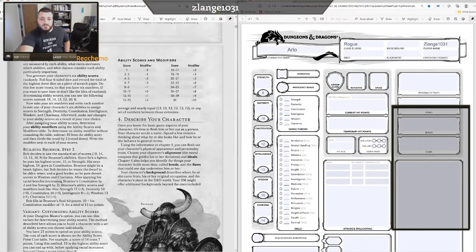So, as you can see on the table, a score of 8 to 9 is a -1. So we'll put a -1 for our strength. Dexterity is a 15, which is a +2. So we can just put a 2 there. Constitution is a 12, which gives us a modifier of 1. Intelligence of a 13 also gives us a modifier of 1. And a Wisdom of 10 gives us a modifier of 0. And a Charisma of a 14 gives us a modifier of 2. Now, again, this is with the standard array.